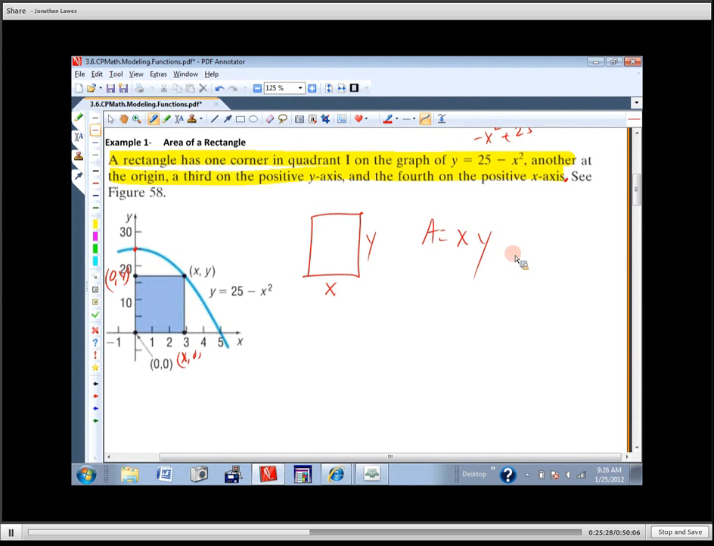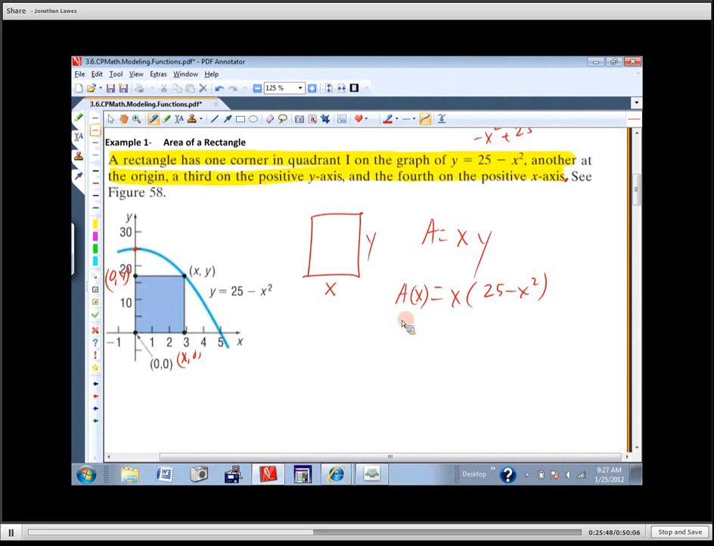Well, on this problem, what does y equal? It equals 25 minus x squared. So this means wherever there's a y, I can put a 25 minus x squared. So this would be x times 25 minus x squared. Okay, now watch. I'm going to do one other thing.